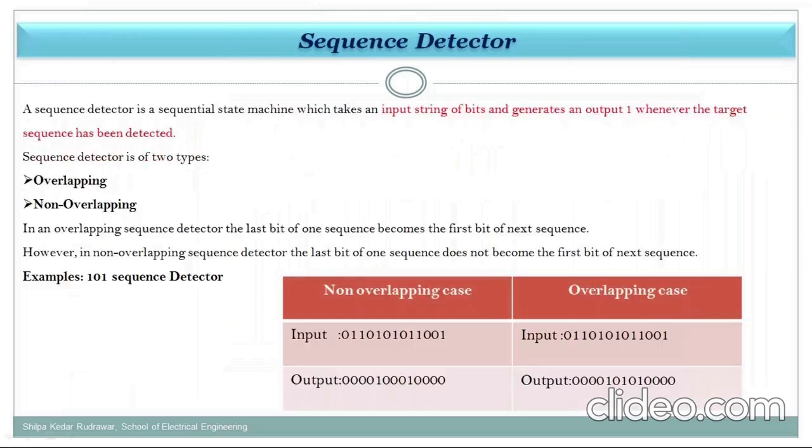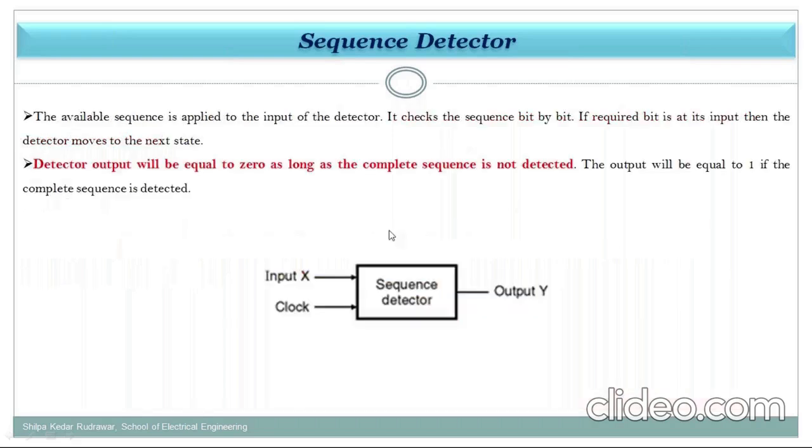Now you will be able to see this properly, because before showing that Excel, you might have been unable to understand. So there are two types of sequence detector, one is the overlapping and one is the non-overlapping. So this I have already taken. Now this is the sequence detector whose output will be 1 only when the whole sequence is getting detected.